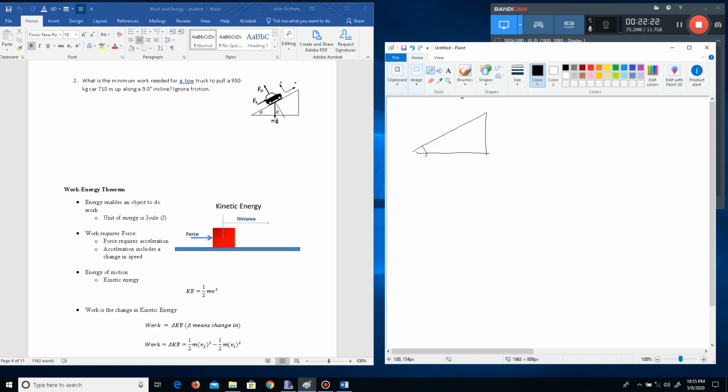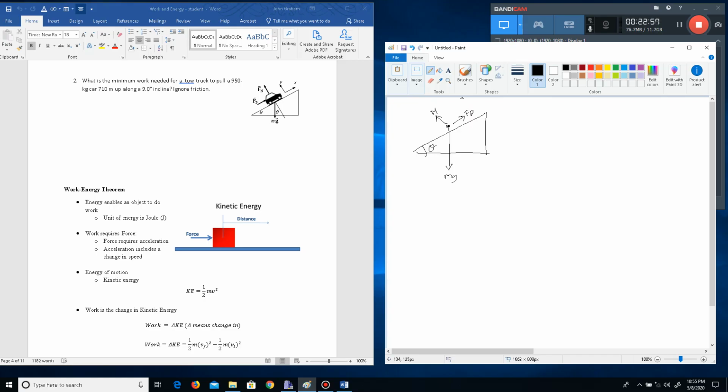So you have a car, this is the angle, you have your mass coming down, you have a force pushing up, which would be the engine, you have the normal force, and what you want to do is find the minimum work needed for a tow truck to pull a 950 kilogram car 710 meters up along a 9-degree incline.